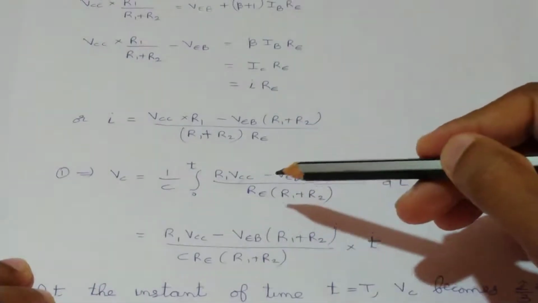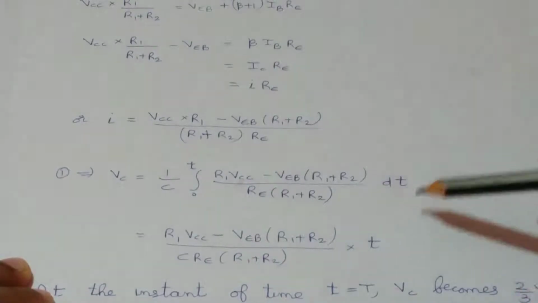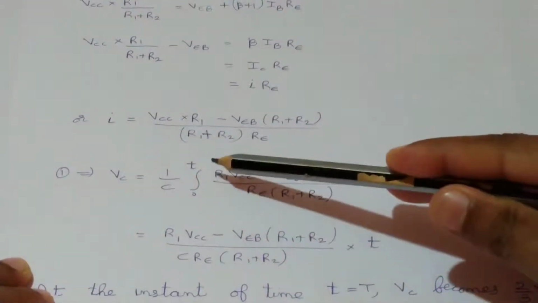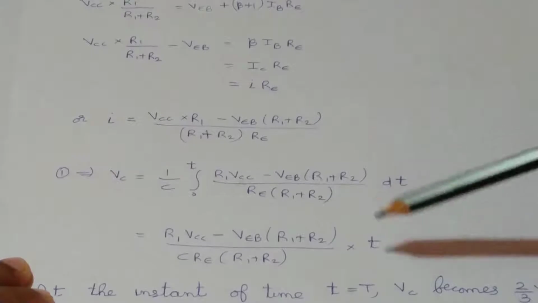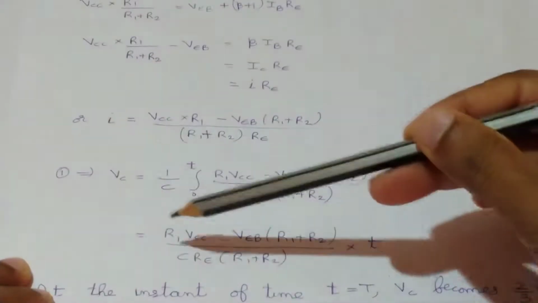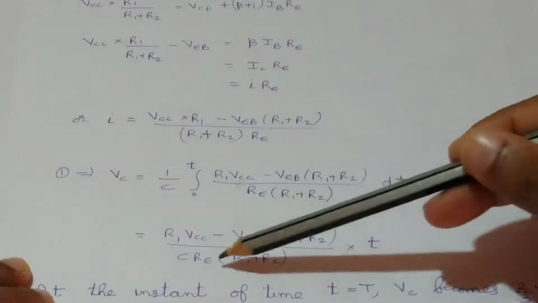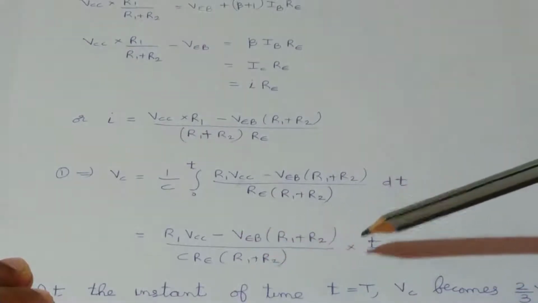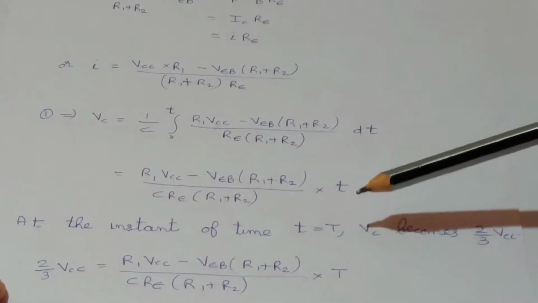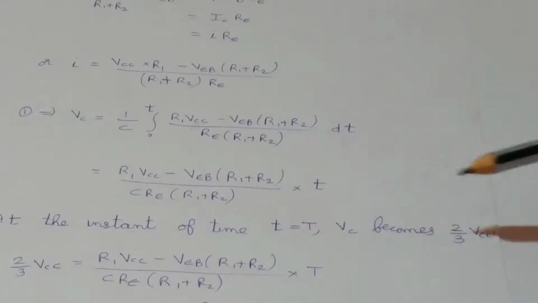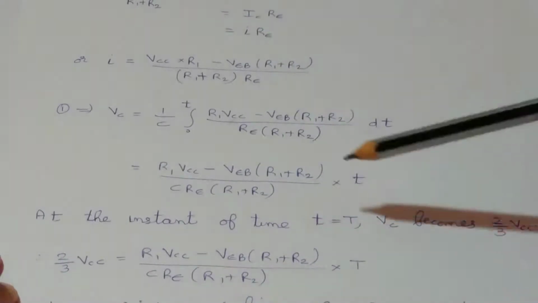What is that integral 0 to T dt? Integral dt is T, and to that we apply the limit 0 to T, which gives T minus 0, that is T. Hence we get VC is equal to R1 VCC minus VEB into R1 plus R2 divided by C RE into R1 plus R2, into T. Now at the instant of time T equal to capital T, the voltage across the capacitor becomes 2 by 3 VCC. Hence we are going to substitute these values in this equation.